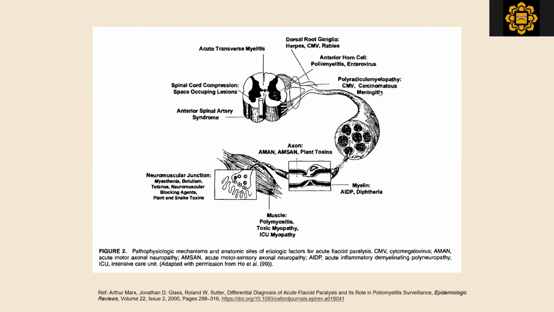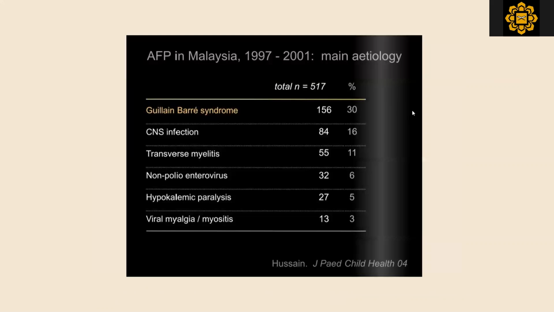So this picture is better in terms of the inclusion of the spinal cord. These are the rankings in terms of commonness. Guillain-Barré syndrome is the topmost. The second one is CNS infection, and then transverse myelitis, non-polio enterovirus, hypokalemia due to metabolic derangement of potassium, and the last one is viral myositis. Polio is not included here because we have almost achieved eradication due to the vaccines. I think last year or the last 2 years we had an outbreak from Myanmar, if I'm not mistaken.